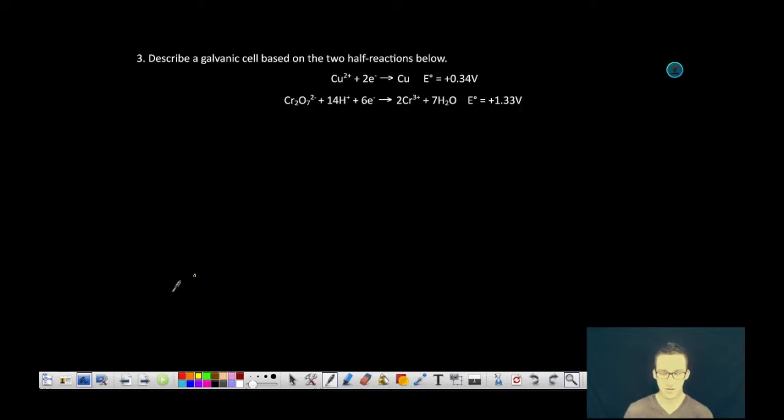Again, some things to keep in mind anytime you're doing any of these problems in which you're asked to describe a galvanic cell. I'm going to put ox, I'm going to put red cat, and I'm going to put fat cat.